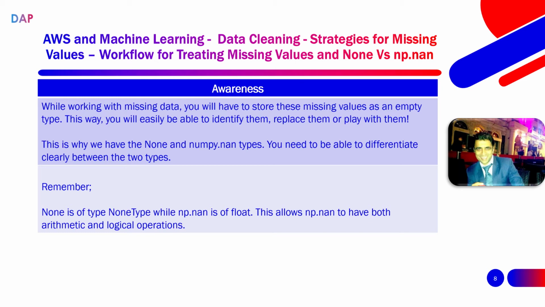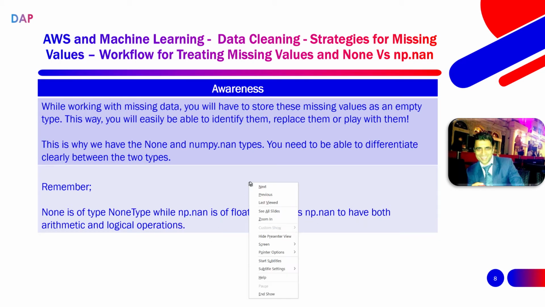This is why we have the NaN and NumPy NaN type. You need to be able to differentiate clearly between the two. And remember, None is of NoneType, while np.nan is of float. This allows np.nan to have both arithmetic and logical operations, and I will show you what it means.